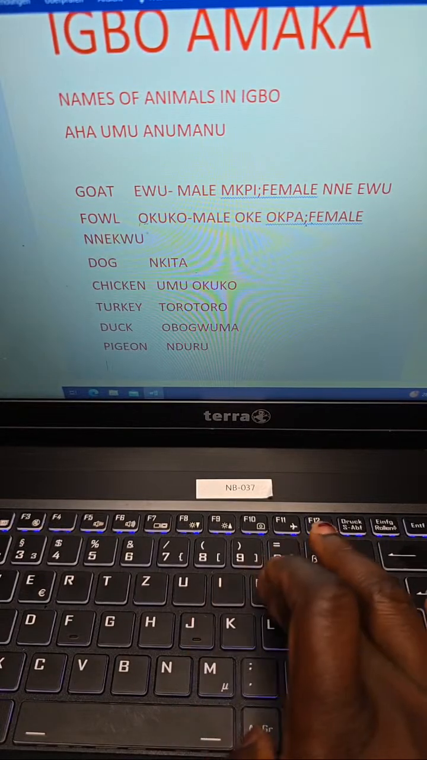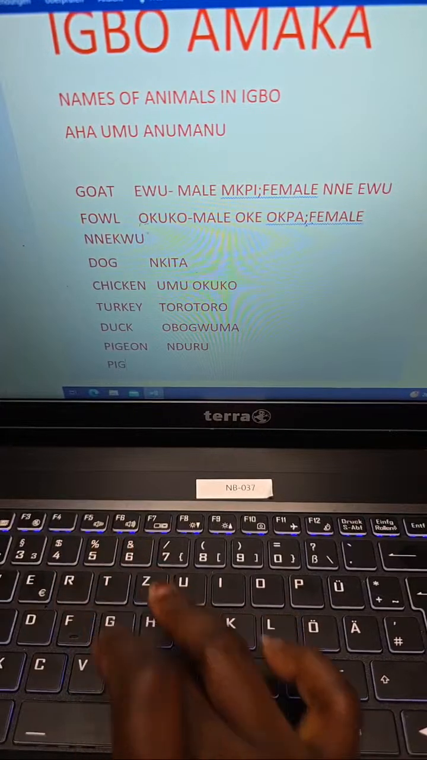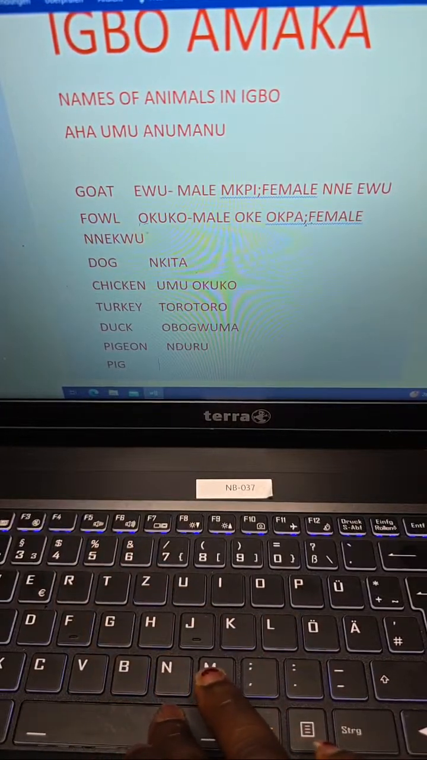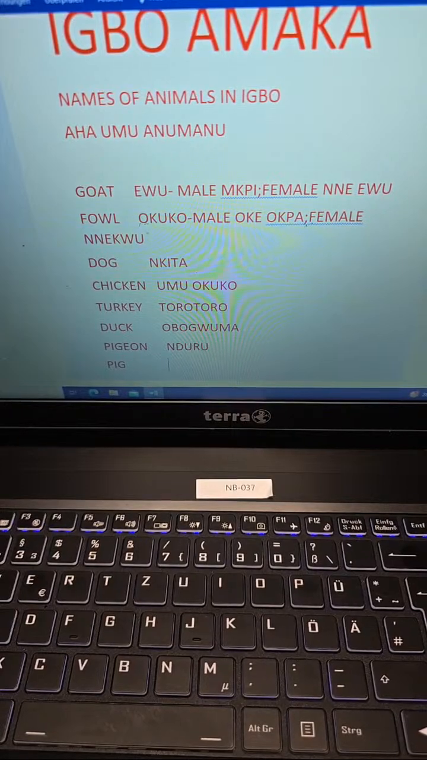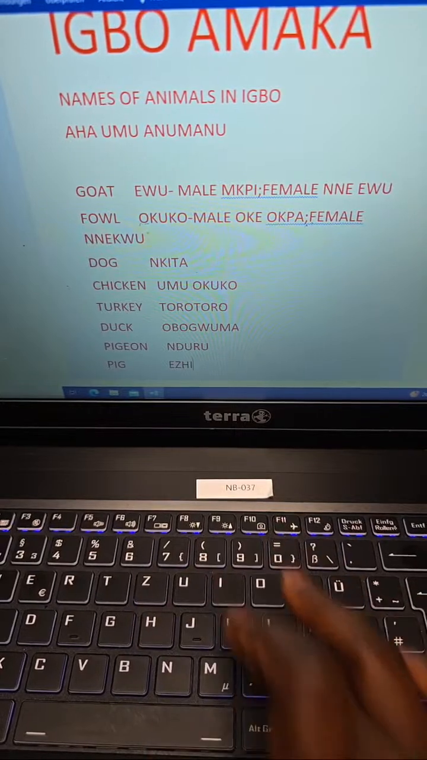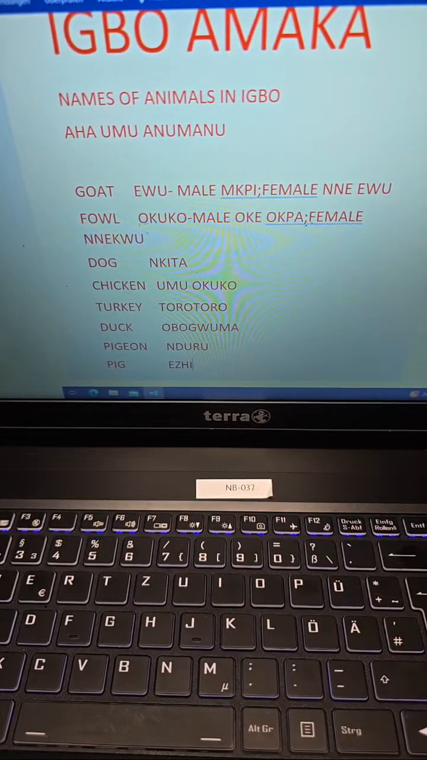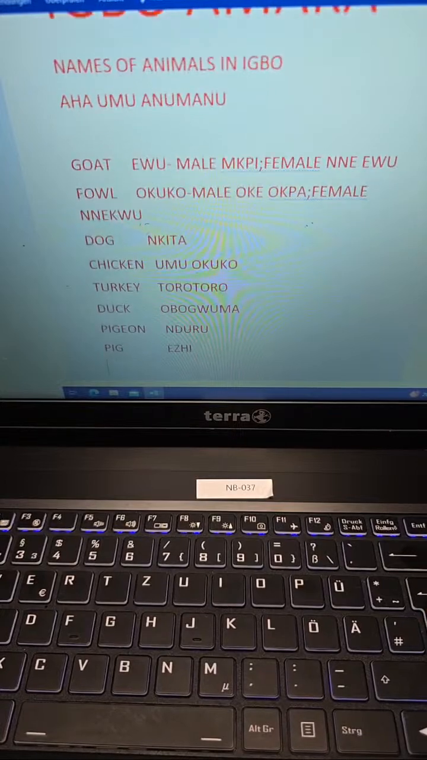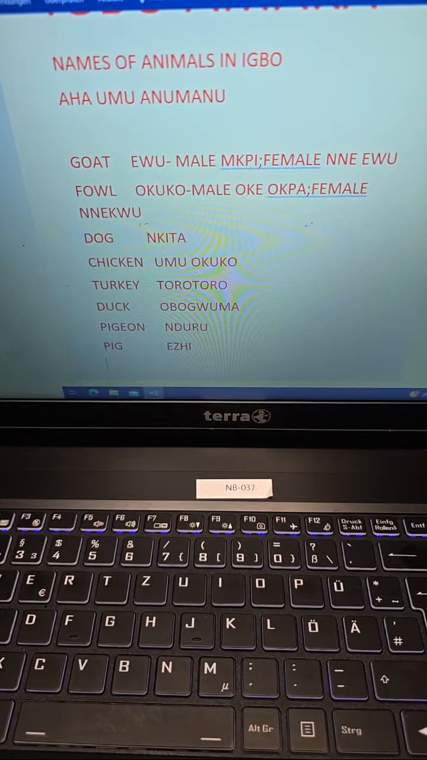Then we have the pig. The pig is known as ezi. That is pig, ezi. Then we'll have the cat.